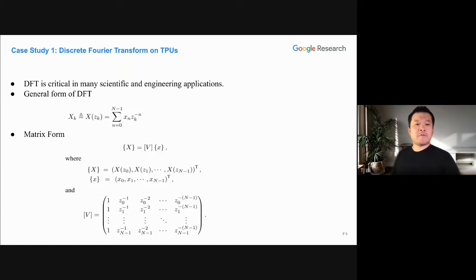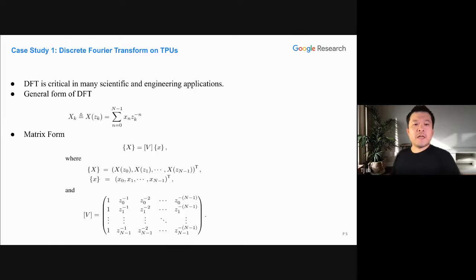Now let's look at our first study, DFT on TPUs. Fourier transform is critical in many scientific and engineering applications. For example, time series and waveform analysis, convolution and correlation computations, solutions to partial differential equations, and density functional theory in first principle calculations.